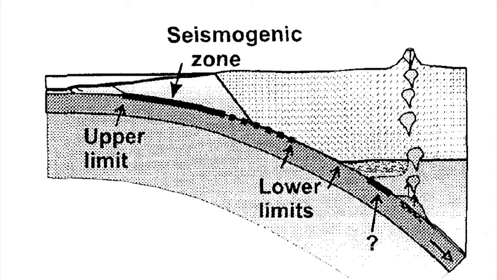The downdip limit is important for seismic hazards because it determines the landward limit of the seismic source zone, while the seaward updip limit is important for tsunami generation.